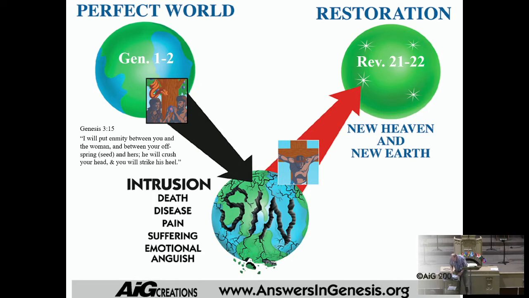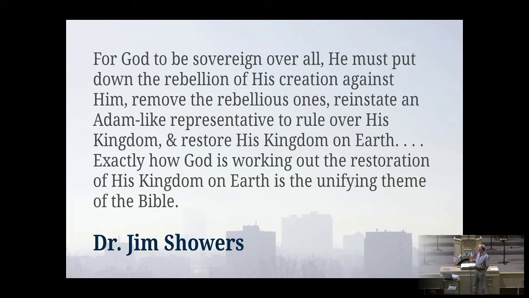And I like this statement by Jim Showers, who was just with us this past Sunday. Dr. Jim Showers from Friends of Israel: for God to be sovereign over all, he must put down the rebellion of his creation against him. Remove the rebellious ones. And by the way, by the time we get to Revelation 21 and 22, where the new heaven and new earth and the new Jerusalem come down out of heaven onto the earth, right? God dwells with man.